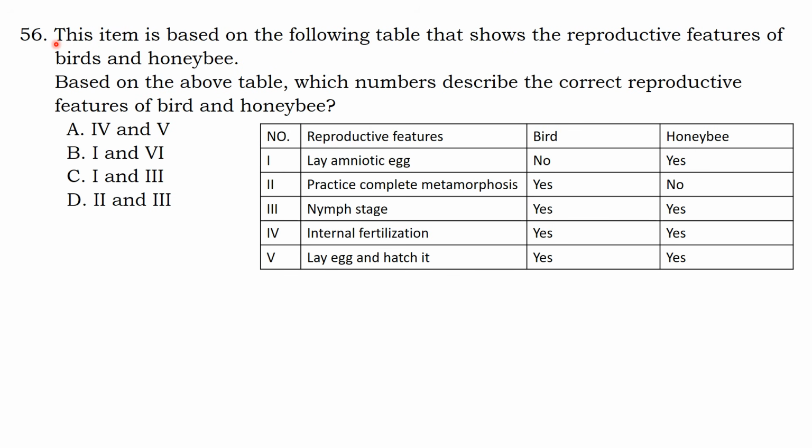Question number 56. This item is based on the following table that shows reproductive features of birds and honeybee. Based on the table, which number describes the correct reproductive feature of birds and honeybee?